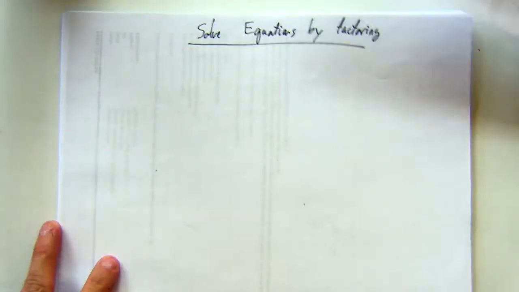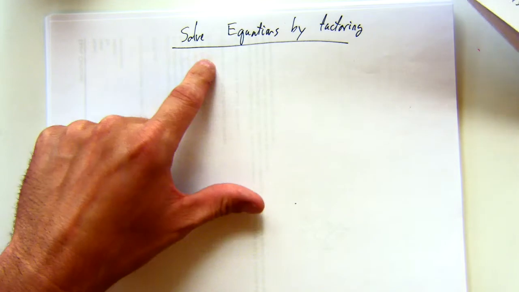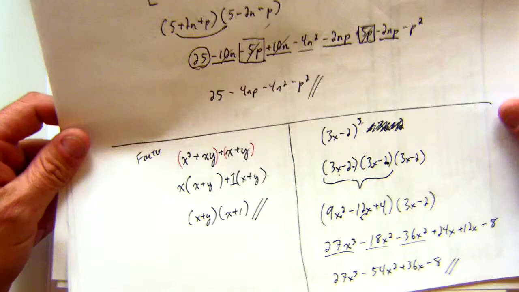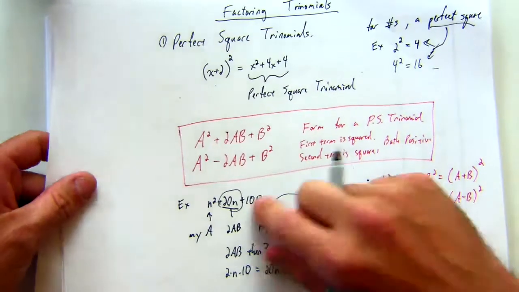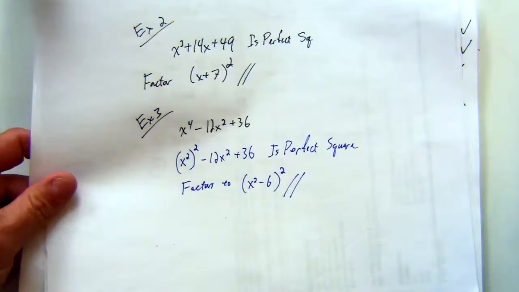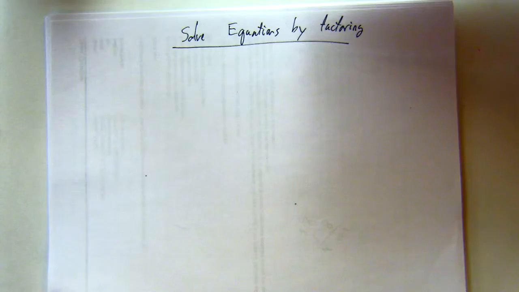So all we've learned so far, all this factoring we've learned is leading up to solving equations by factoring. Now, I want you to notice everything we've done so far today. There's no equations involved, right? There were just expressions that we had to factor. And none of these were equations. And now we're going to have equations.